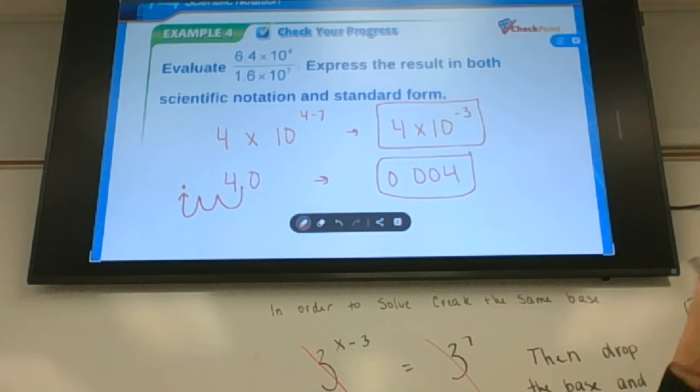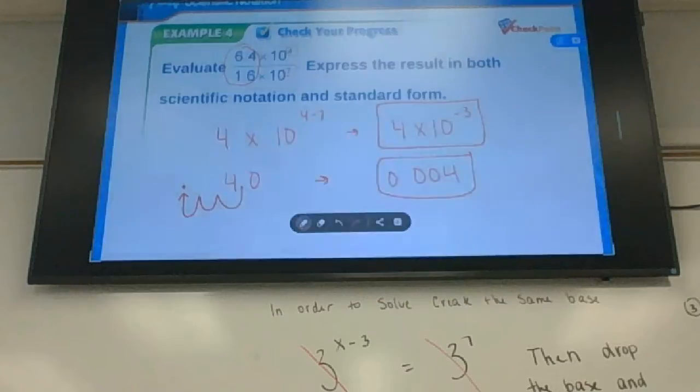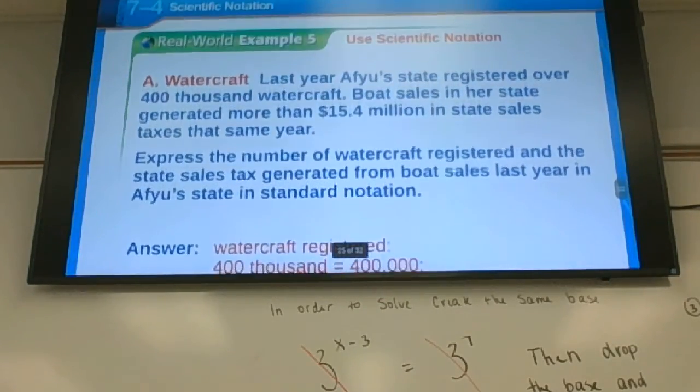Yeah? What happened? Do you have a question? I actually did this division, and then I just subtracted exponents. Actually divide the numbers, but then you subtract the powers of 10.